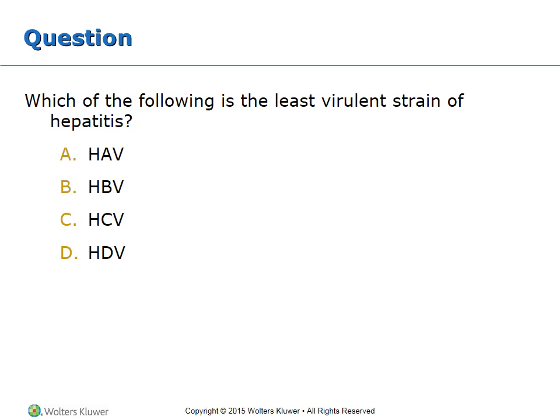Which of the following is the least virulent strain of hepatitis? Is it A, B, C, or D? And I'll give you some time to look that up. You can pause the video if you'd like.